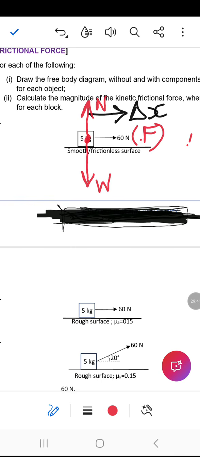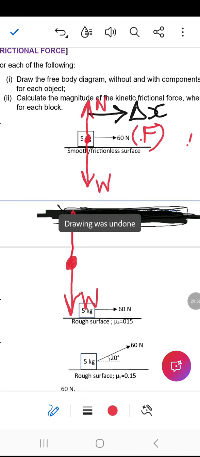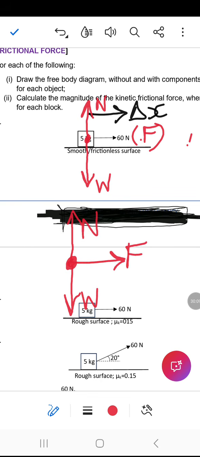So my free body diagram will look like this. I'll represent my object as a dot. I'm going to have weight. Then here I'm going to have my normal force. Remember, these forces must be in equilibrium, they must be balanced. Then here I'm having the force applied. So these are the forces acting on the object. And remember, there's no frictional force. Fk is 0, since the object is moving to the right and the surface is smooth. So this is your free body diagram.